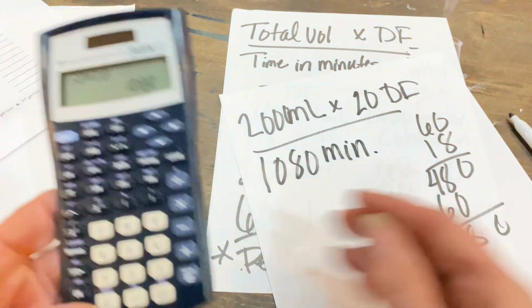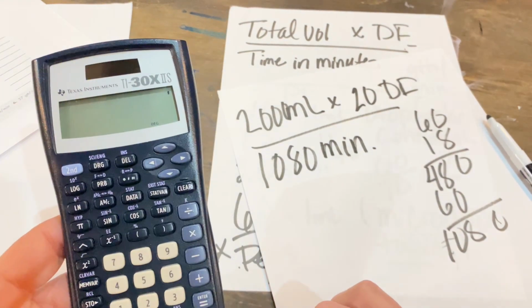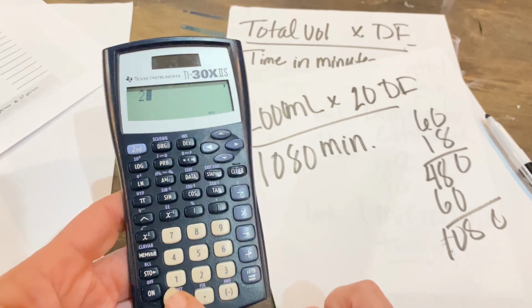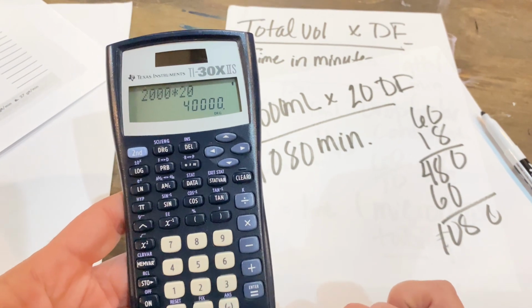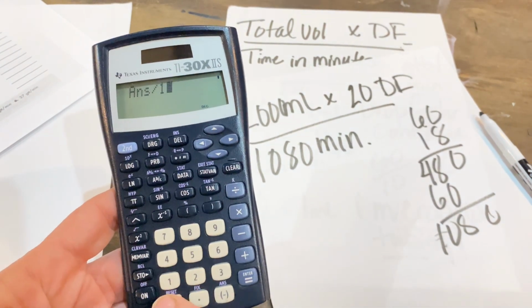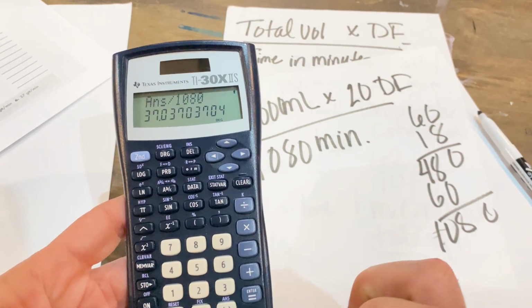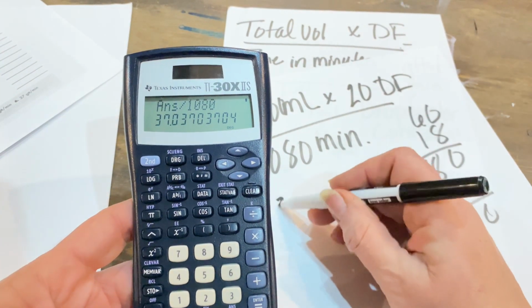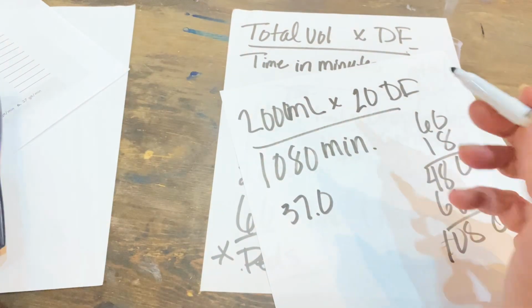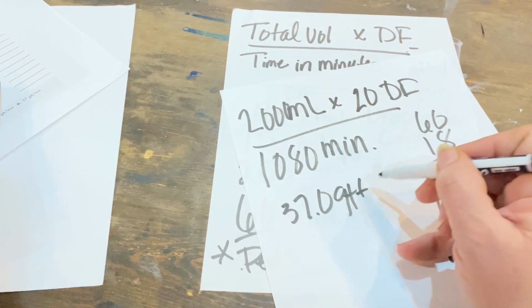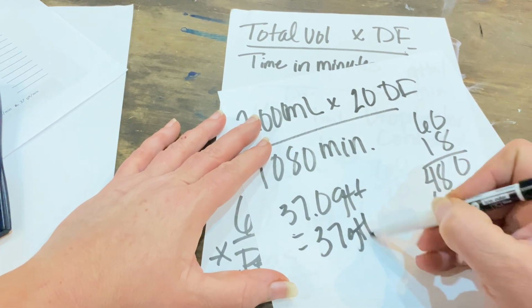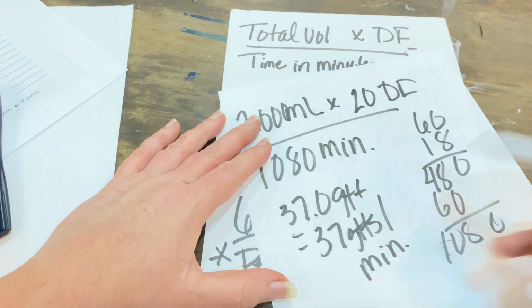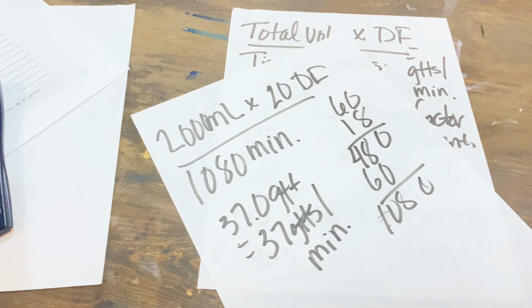And then, like a machine, doing what we do, because we're nurses. 2,000 times 20 equals divided by 1080 equals, and it says 37.0. Well, we're gonna drop the 0, you know what I'm saying. 37 drops per minute.